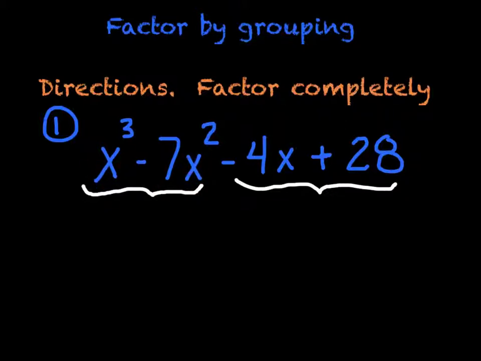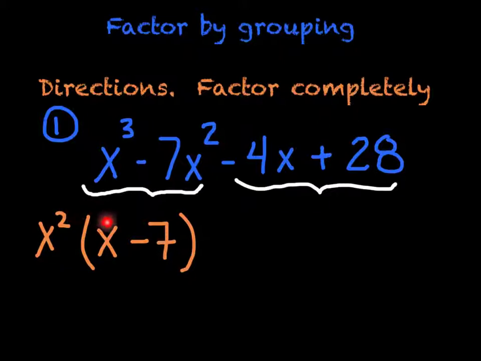Hopefully you've guessed x squared. And now just write what you get left when you pull out an x squared. Well, x cubed divided by x squared is x. 7 minus x squared divided by x squared is 7. Again, take 2 seconds, distribute it back through to make sure you get what you started with. Now, we've got to factor this next pair also, and that's why we put the brackets around those two.